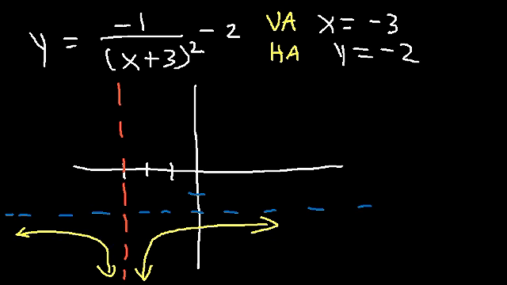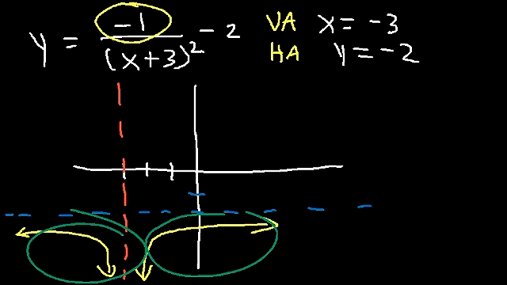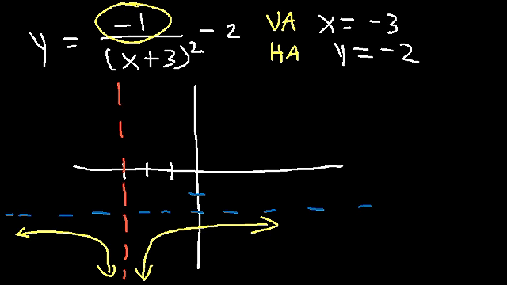So it's still like a reflection over the vertical asymptote, but this negative caused it to reflect over the blue line, the horizontal asymptote. But it's still symmetrical over the vertical asymptote. That's what I meant to say. So that's how the graph looks.